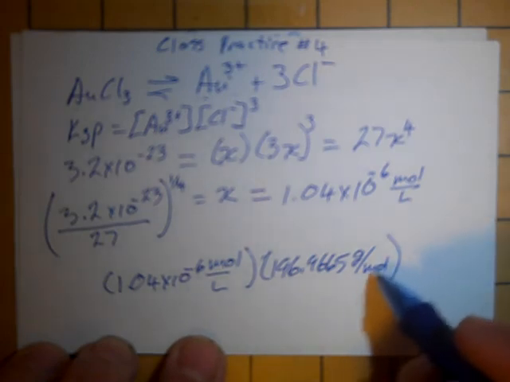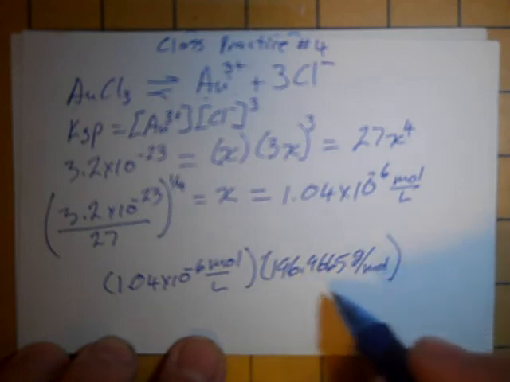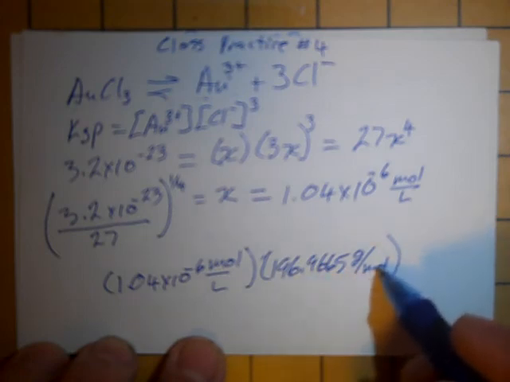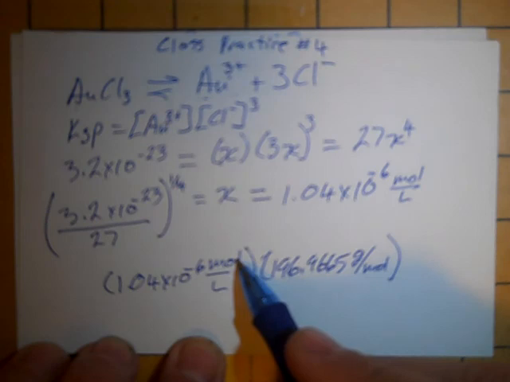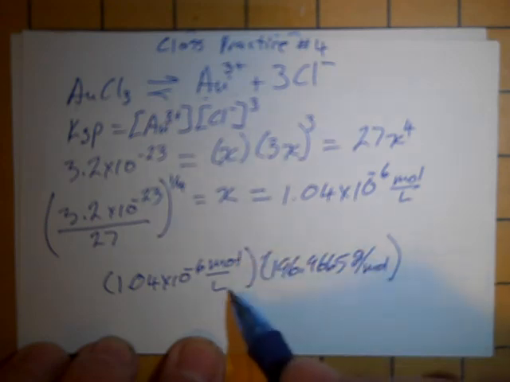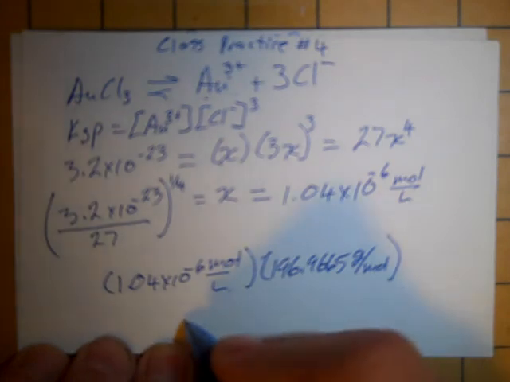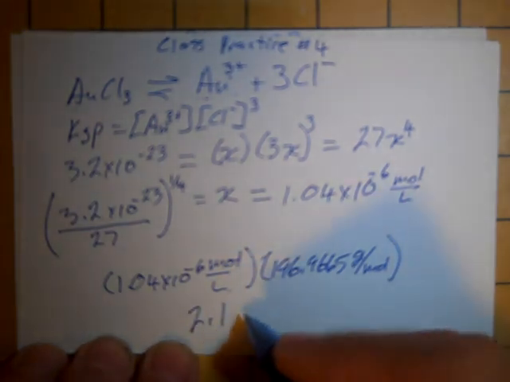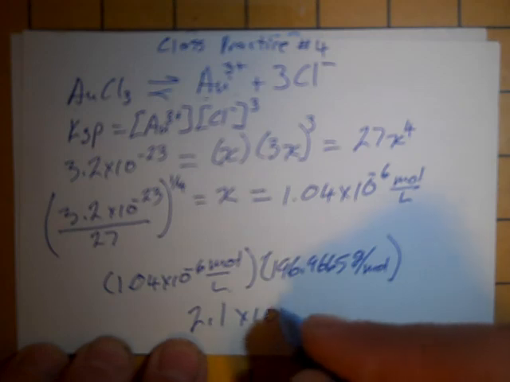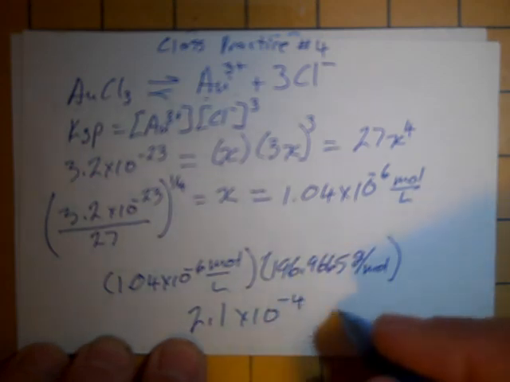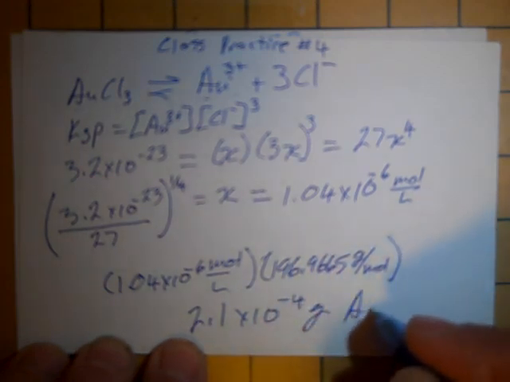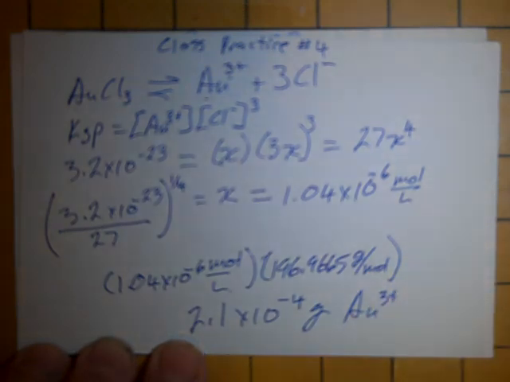You can see that moles are going to disappear. Moles in the bottom on this unit, moles in the top of this unit. I'm going to be left with the grams in 1 liter. That's what I'm supposed to be finding. And my calculator tells me that this is 2.1 times 10 to the minus 4 grams of gold ions.